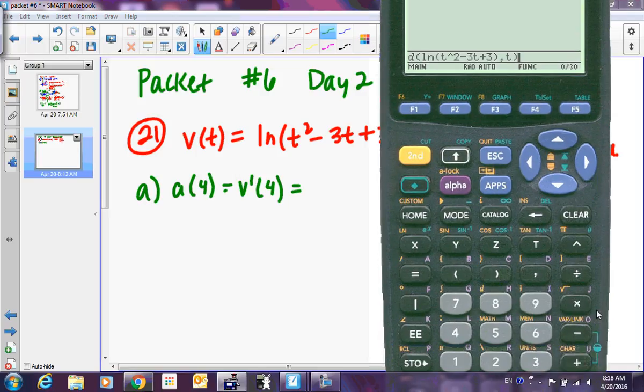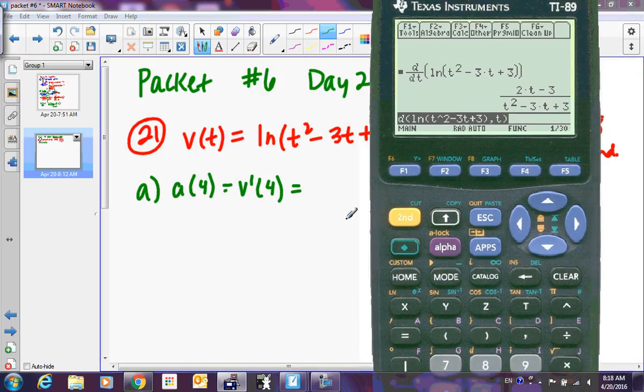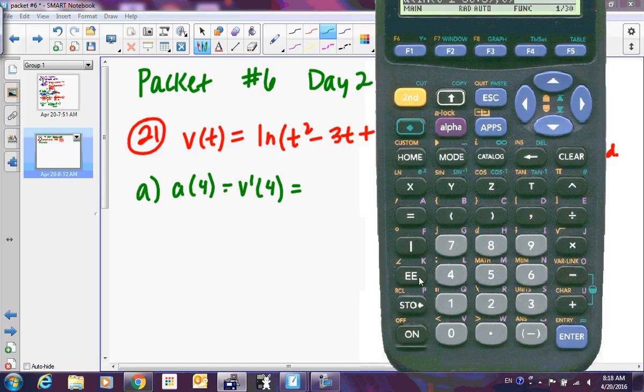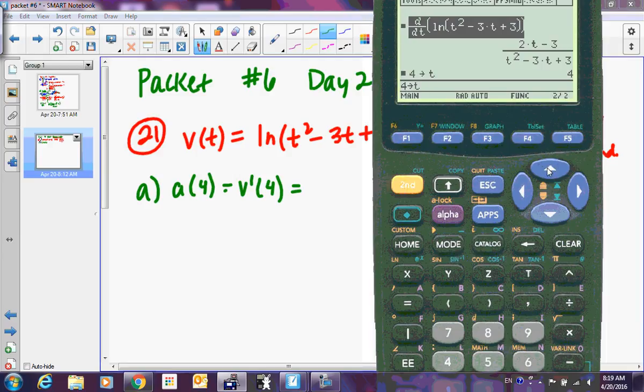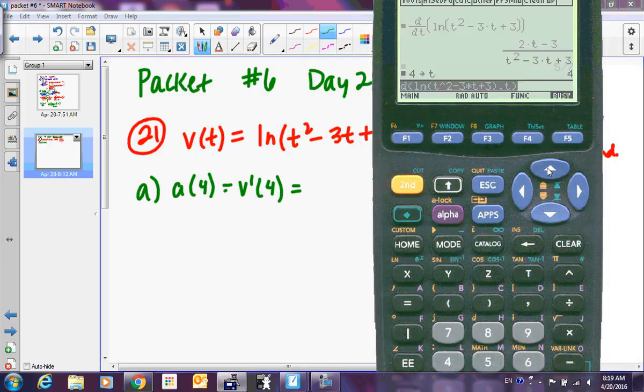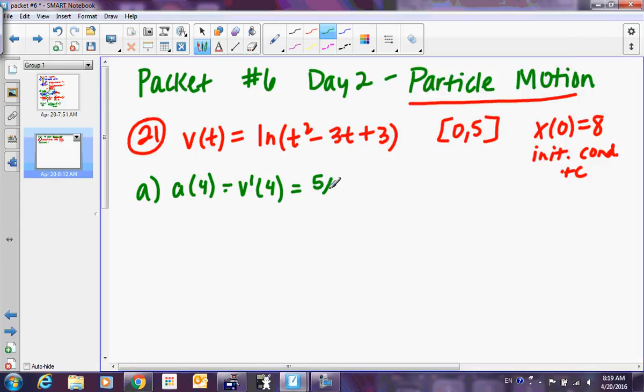Now this alone would just differentiate that function, but we want to actually plug in 4. So you could retype it in, or you could just do store 4 for t, and we could have done this at the beginning. Make sure you press enter, and you can either select the answer or even just select that. It's going to differentiate and plug in 4 for you, so 5/7. Now, there are no units on this problem, so we're good to move on to part B.